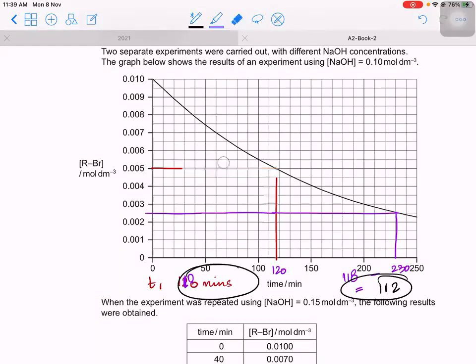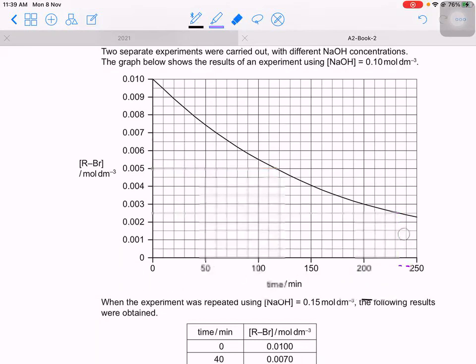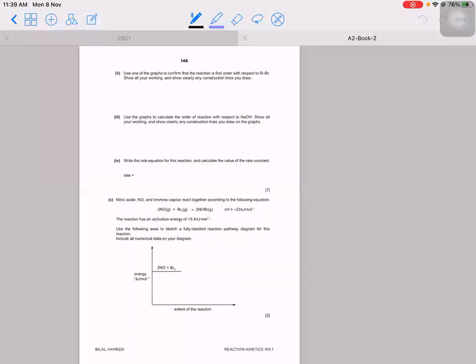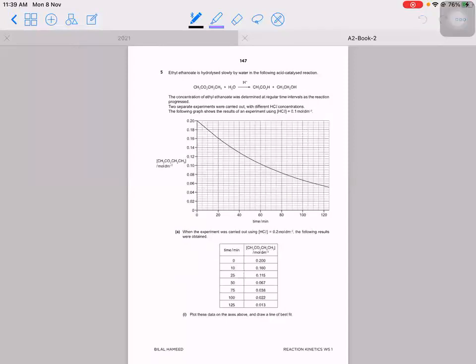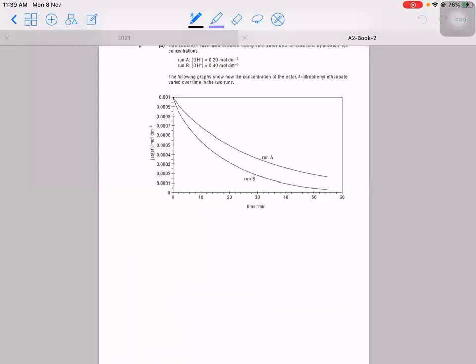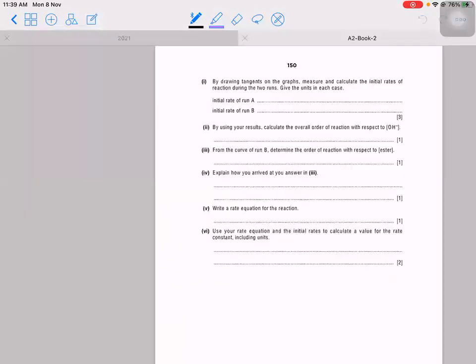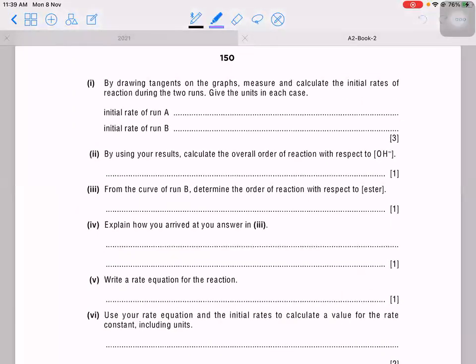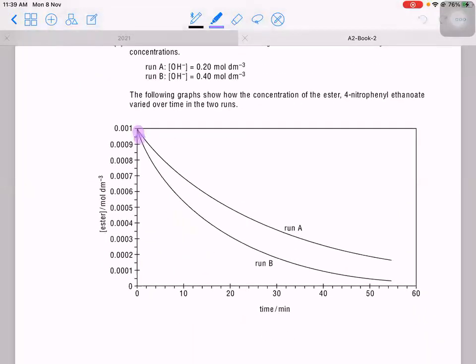Clear? Let's see another example. Let's find the order. So they are saying in this question, from the curve of run B, determine the order with respect to ester. So this is your run B. So you have to find the order with respect to this. Let's see how we do that.